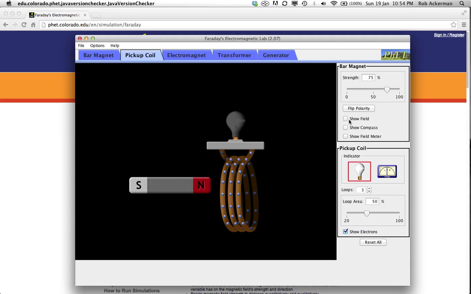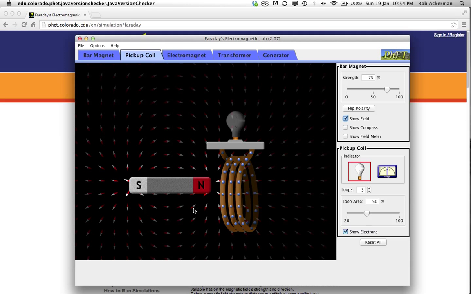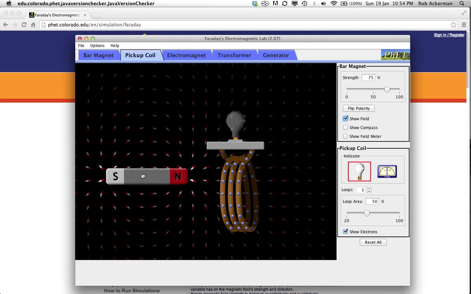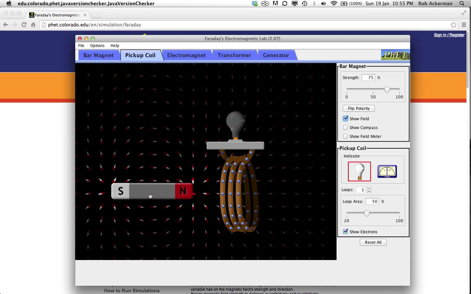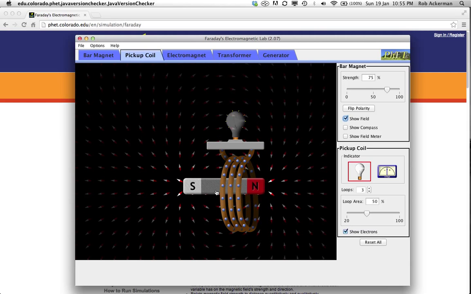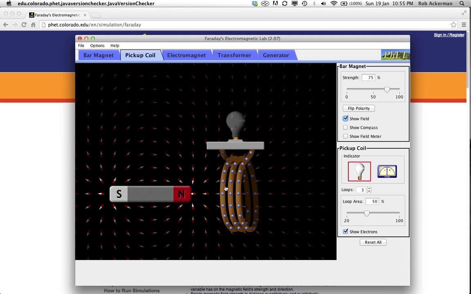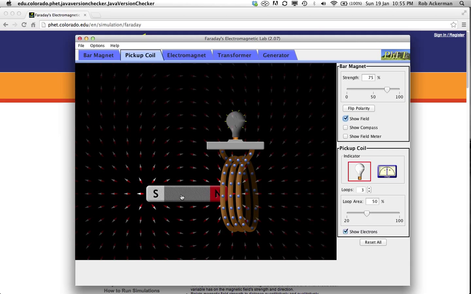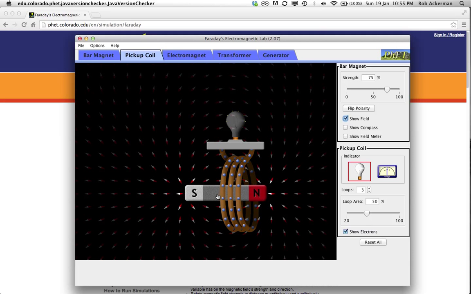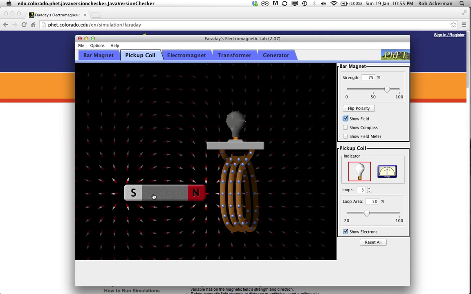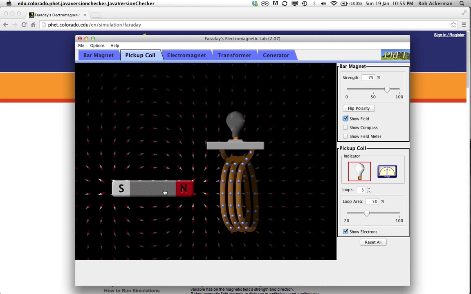So maybe now it's worth showing the magnetic field, and you'll see that as I move the magnet around, of course those compass needles will move, showing that the field is changing. As I change the field through the coil, I get the current. The more loops there are, the higher the current, and also the slower I move the magnet and change the magnetic field, the less current I get. The more rapidly I change the magnetic field, the more current I get.